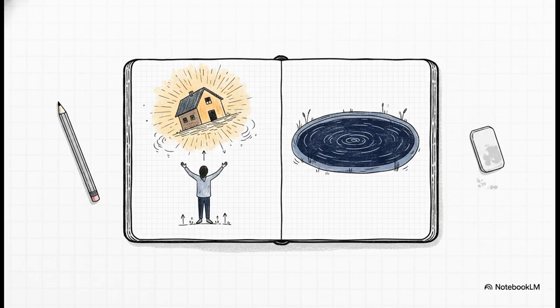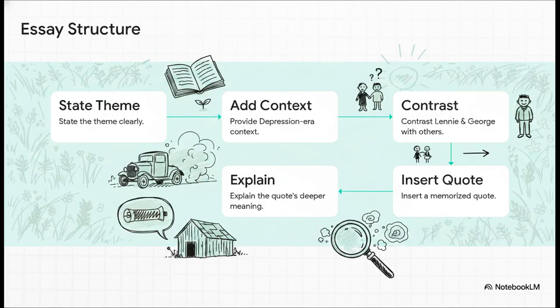And to make sure you get those top marks, here is a foolproof, step-by-step recipe for structuring your essay paragraphs. Step 1, state your theme clearly right out of the gate. Step 2, provide that 1930s Depression-era context so the examiner knows you know your history. Step 3, contrast George and Lennie's loyalty with the isolation of the minor characters. Step 4, insert one of those memorized quotes, like Slim's or Crooks's. And finally, Step 5, and this is crucial, explain the quote's deeper meaning. Don't just drop it in and run. Tell the examiner exactly why it matters.